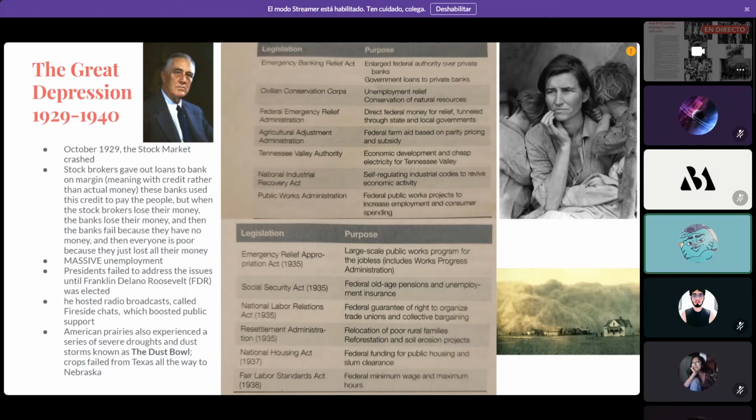The presidents that came never really were able to fix this issue until Franklin Delano Roosevelt, or FDR. Here on the right, in these two charts, he passed two New Deals, is what they're called, during the period he called the 100 days. In the first 100 days, he passed all this stuff, and in the second 100 days, he passed all this stuff on the bottom. He also hosted radio broadcasts called Fireside Chats that boosted public support.